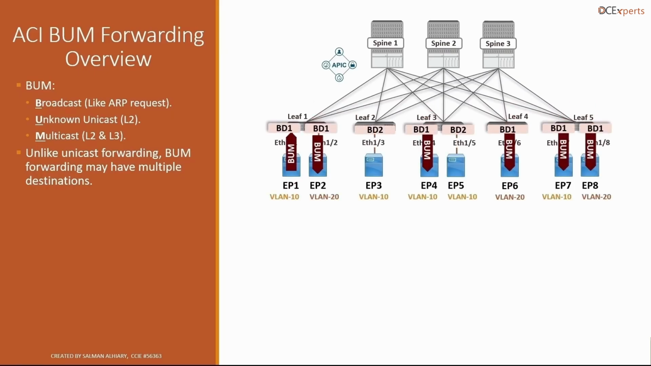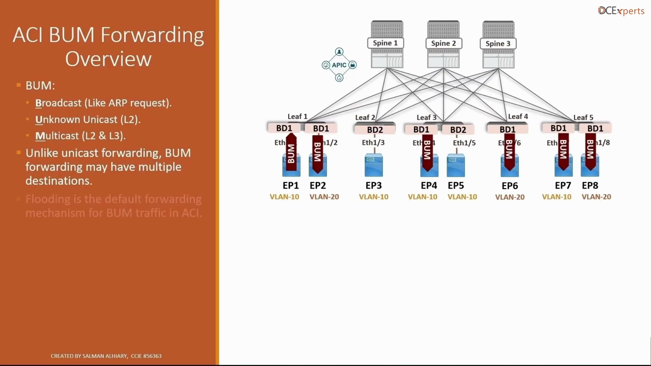As you can see in this figure, endpoint 1 sends a BUM packet to leaf 1, and the packet is received by all endpoints attached to bridge domain 1 throughout the ACI fabric, namely endpoints 2, 4, 6, 7, and 8. We will see how the forwarding happens within the fabric in the upcoming slides.